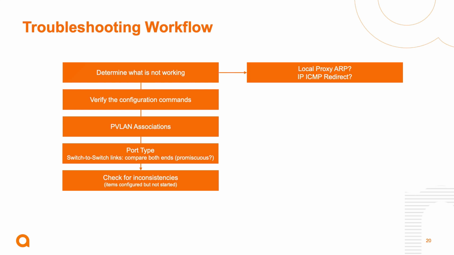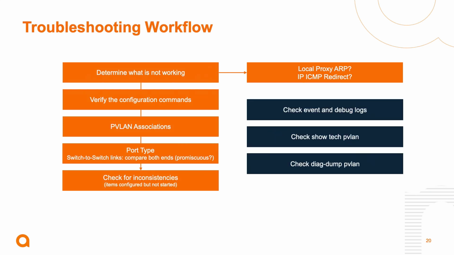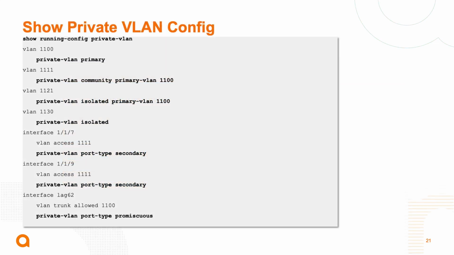Finally, you may have to debug the local proxy ARP, and in addition to that, you can check the events and debug logs. You can check the ShowTech pVLAN and gather all the information related to pVLANs, or do a diagnostics dump for pVLAN. The ShowTech pVLAN and the diag dump pVLAN provide similar output.